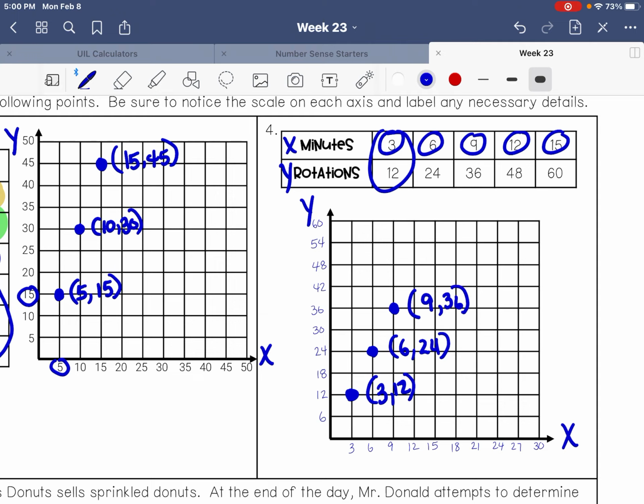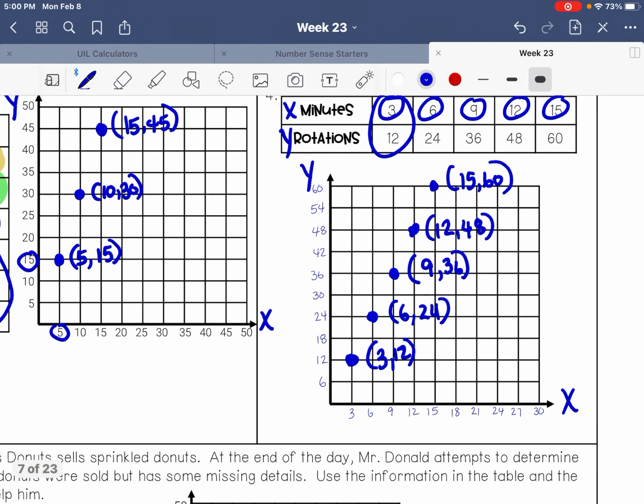And then we'll go to 12 and 48. And we'll label that 12 and 48. And then we'll go to 15 and 60. And that's our last point. Oops, that's on here. 15 and 60.